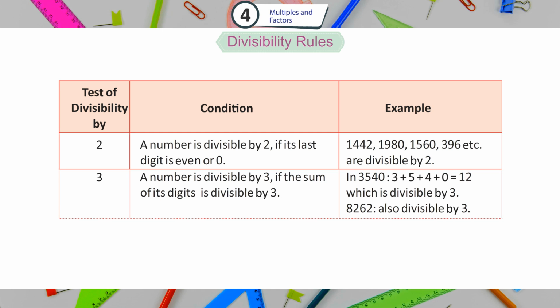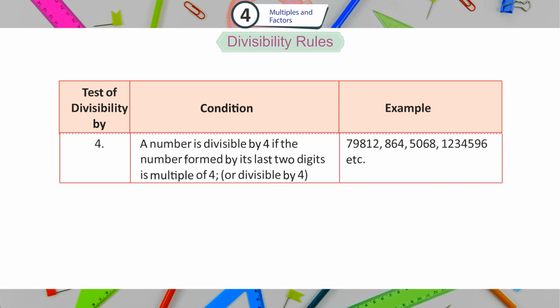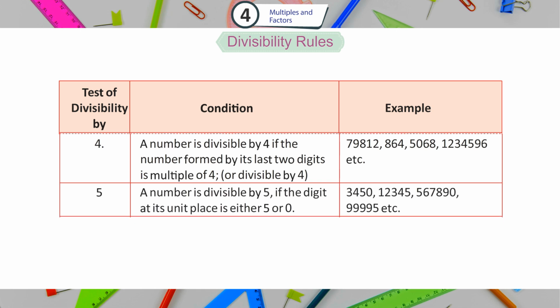8262 is also divisible by 3. 4. A number is divisible by 4 if the number formed by its last two digits is a multiple of 4, or divisible by 4. 79,812, 864, 5068, 12,34,596, etc. 5. A number is divisible by 5 if the digit at its unit place is either 5 or 0.